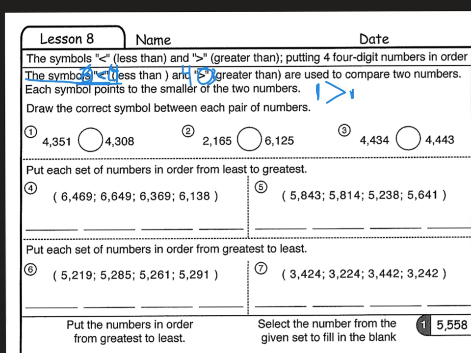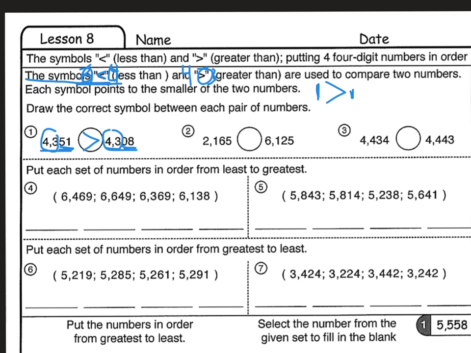Draw the correct symbol between each pair of numbers. So for the first one we have 4,351 and 4,308. You can see that both of them have 4,300. So what we're really comparing is 51 and 8. And 51 is bigger than 8, so you're going to put a greater than symbol. Pause the video and do numbers 2 and 3 and then turn it back on for the answers.